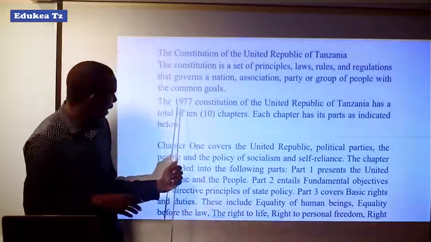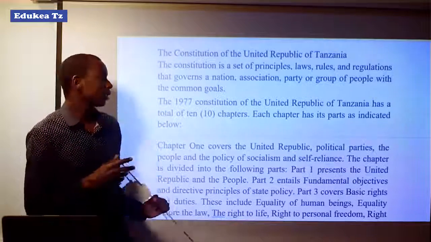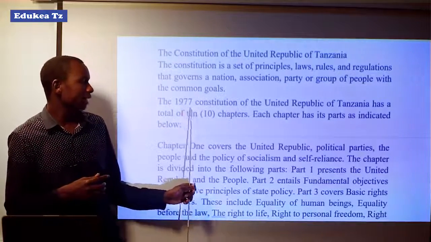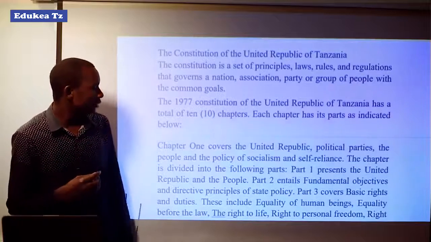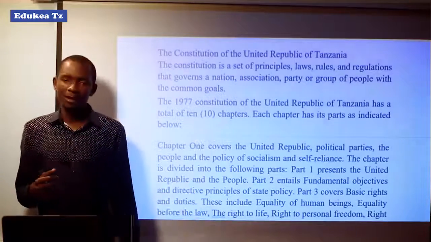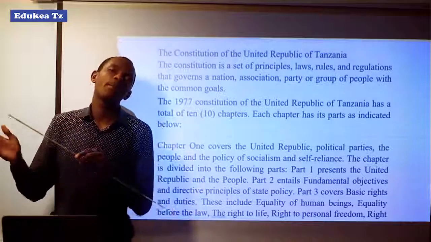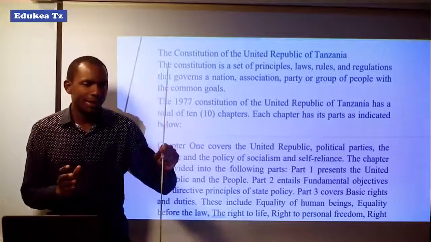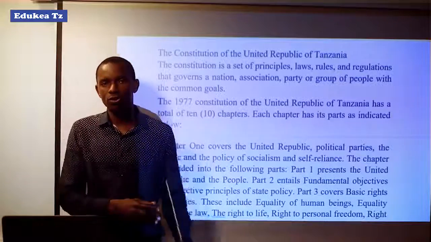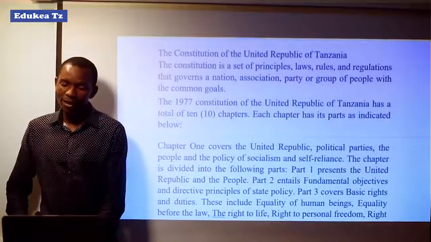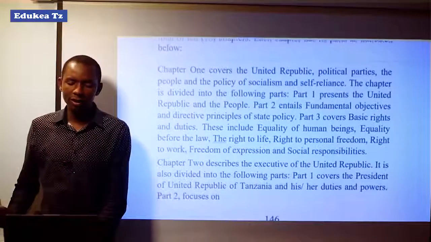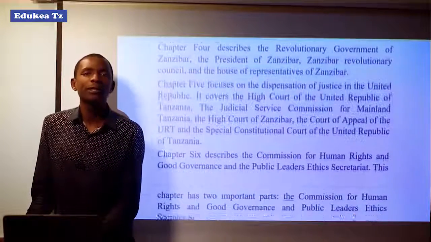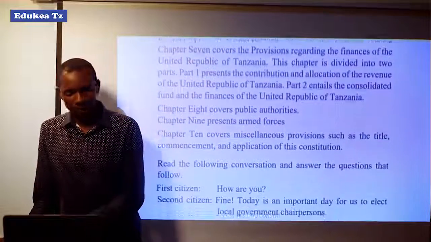But in 1974, a constitution was made, and this constitution, made in 1977, consists of 10 chapters, and each chapter has several parts. So you may pass through here as it appears, so as to see the key issues found in the several parts of each chapter, from chapter 1 up to chapter 10.